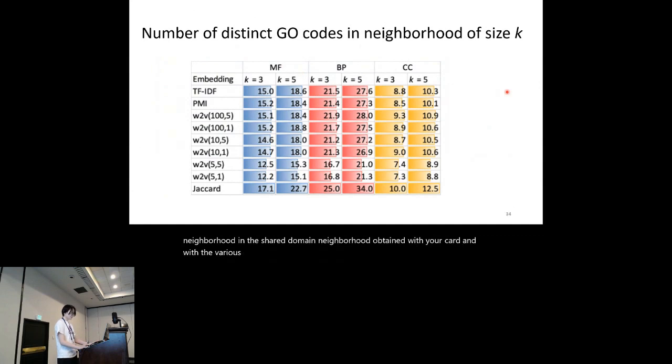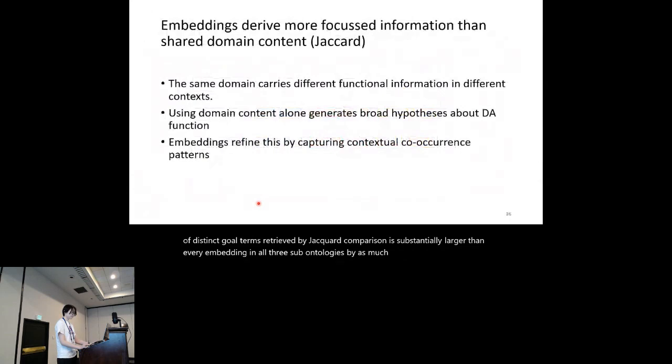I look at all three subontologies, and here I'm showing you k equals 3 and 5. And here for each row I have the embeddings and the Jaccard baseline. And what we find is consistent with our hypothesis. The number of distinct GO terms retrieved by Jaccard comparison is substantially larger than every embedding in all three subontologies, by as much as 50%.